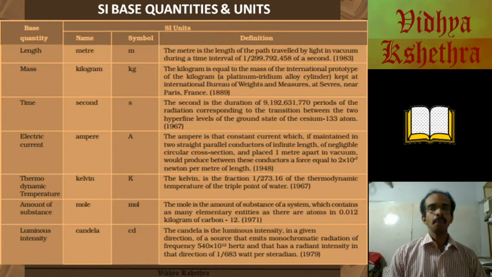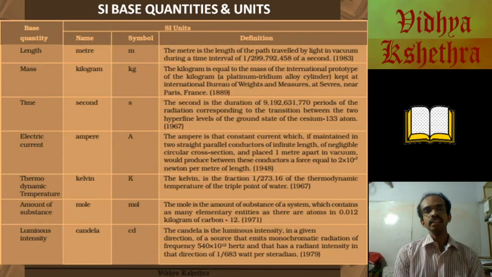Then for temperature, the SI unit is Kelvin. 1 Kelvin is the fraction 1 by 273.16 of the thermodynamic temperature of the triple point of water. Then for amount of substance, the SI unit is mole. The mole is the amount of substance of a system which contains as many elementary entities as there are atoms in 0.012 kilogram of carbon-12.